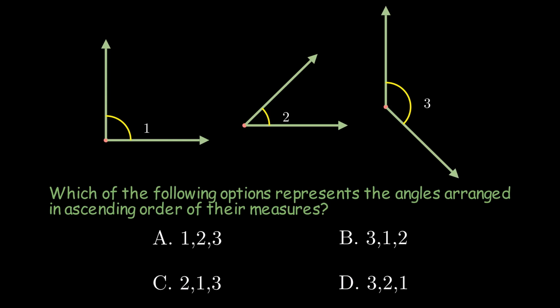The correct answer is option C, which is 2 followed by 1 and then 3. If you didn't get it, just know that you're here to learn. To see this more clearly, the first angle has a measure of 90 degrees, the second angle measures 45 degrees, and the third angle measures 135 degrees.